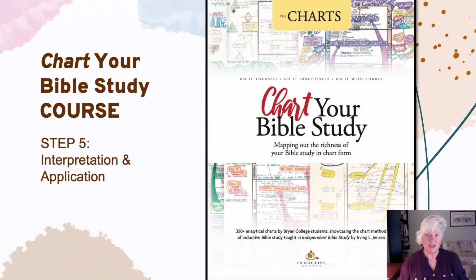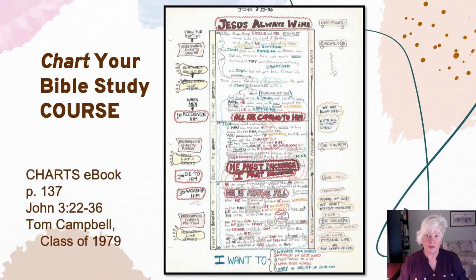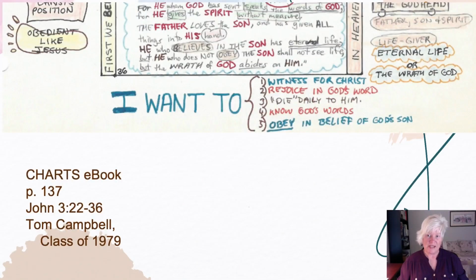So now let's take a look at several of the application sections in the charts ebook where they appear in the bottom margin below the frame. Our first chart is on page 137, a study of John 3:22-36 by Tom Campbell from the class of 1979. His application area at the bottom reads, I want to witness for Christ, rejoice in God's Word, die daily to Him, know God's words, obey in belief of God's Son.